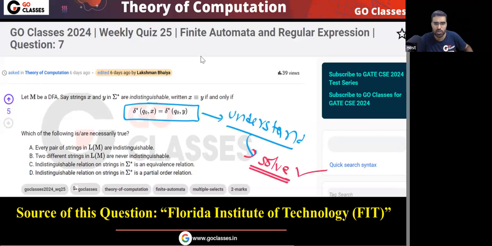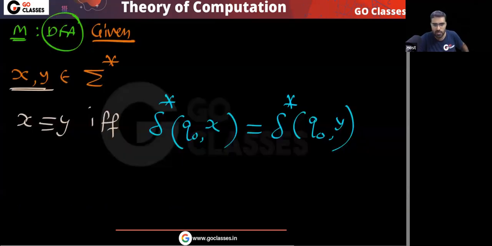So this is quite simple question, if you notice. Okay, so I can say what is necessarily true? The answer will be option C. Option C, that will be the answer. Okay. Now let's move on.